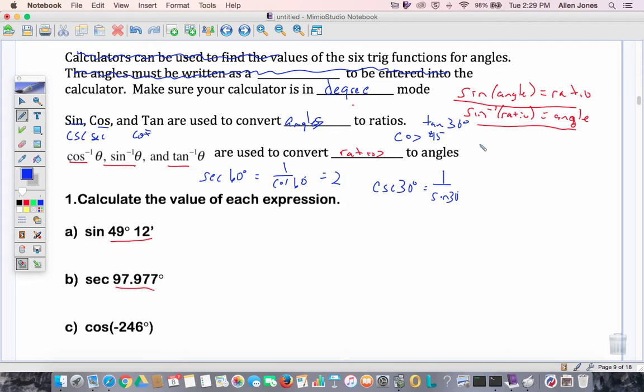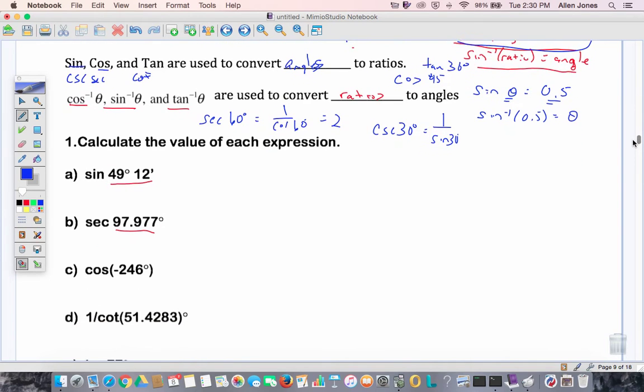I'm just writing one quick example here. If I had the sine of theta equals 0.5, it's written in this format here, but we're looking for the angle, so 0.5 is our ratio. To convert ratios to angles, we could actually rewrite this as an inverse function: inverse sine of 0.5 equals theta, so we would use our inverse function to convert that from a ratio to an angle.